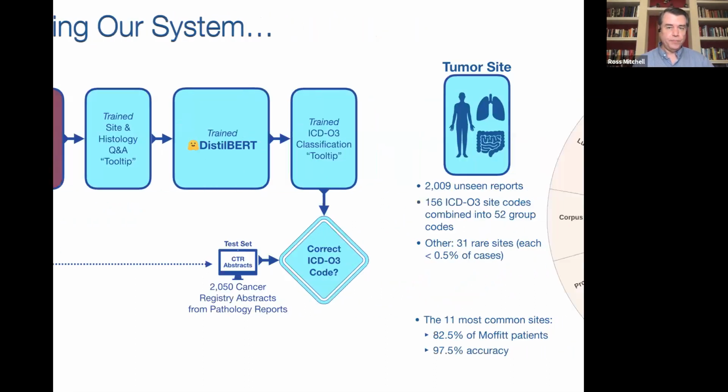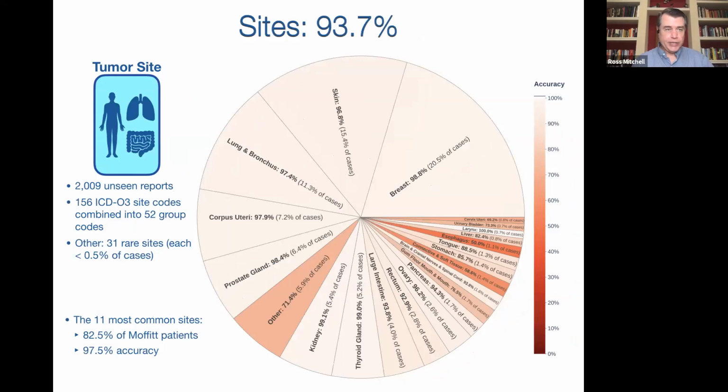And how'd we do? Well, in terms of site, we did pretty well. Overall, our average is just under 94%. And this is on 2009 unseen reports. And this is, we've gone up 1 notch in the ontology table for codes. We've mapped 156 individual codes onto 52 group codes. So what you see here are the group codes. So breast is anything related to the breast, skin is anything related to the skin, and so on.